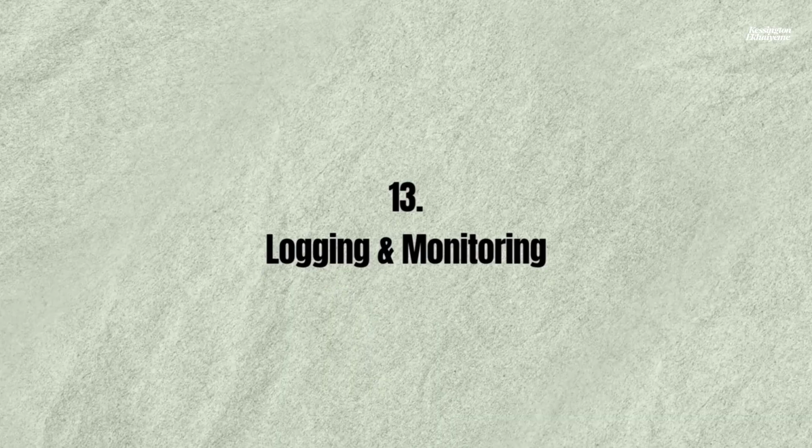Control number 13, that will be logging and monitoring. This is where you collect and review system logs to detect suspicious activity as it happens across your network. Implementation for this is done by centralizing your logs in a SIEM solution like Splunk, QRadar, or Microsoft Sentinel. You want to retain logs for at least 12 months. You also want to monitor admin activity very closely. Set your alerts for unusual behavior.